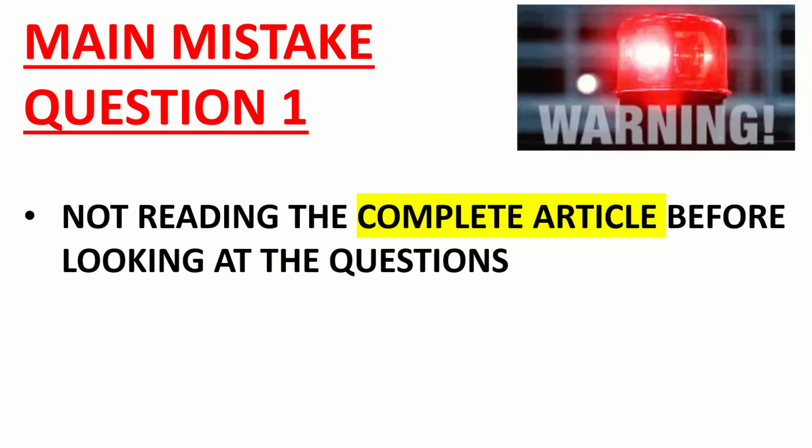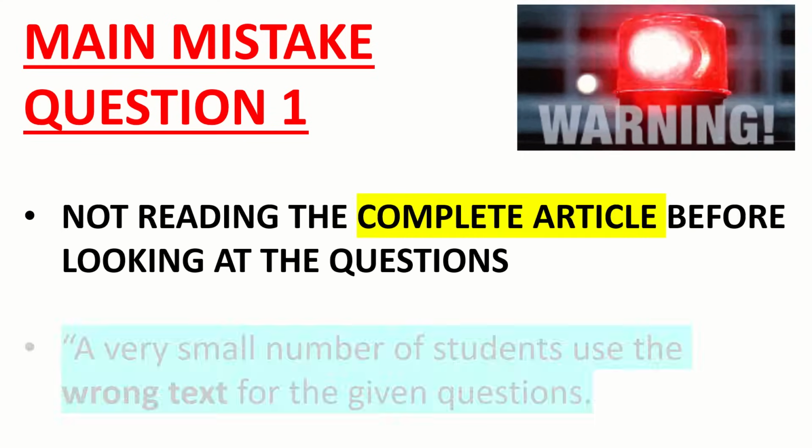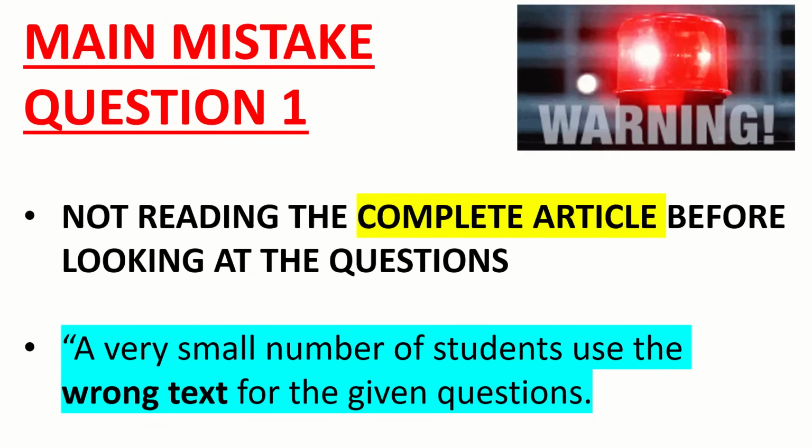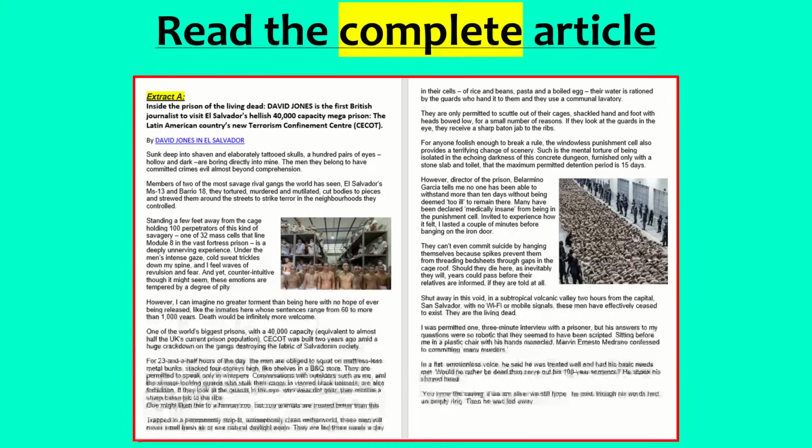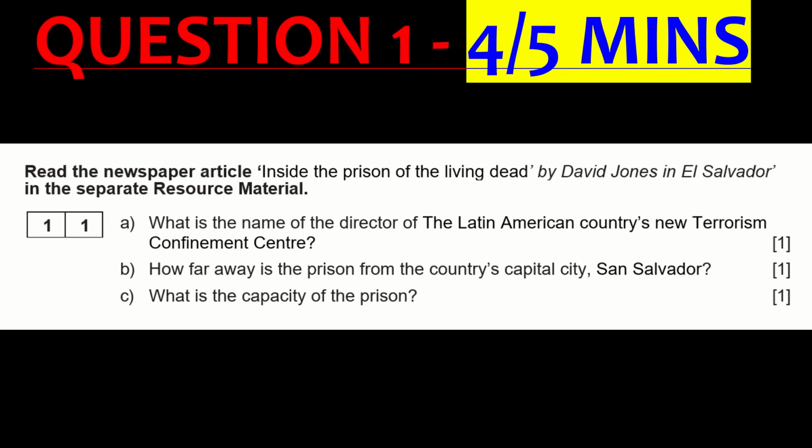And like I say, the main mistake for question 1 and 3 is not reading the complete article before looking at the questions. And also, a very small number of students use the wrong text for the given question. So, a dreadful mistake straight away where they're almost looking at the wrong extract. So like I say, you read the whole article first before you look for the answer. And you get questions like these.